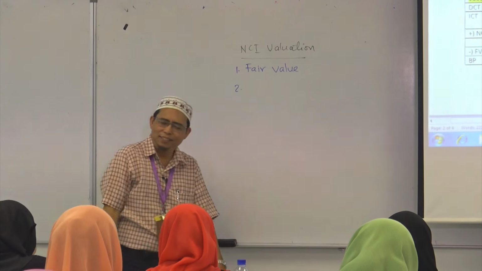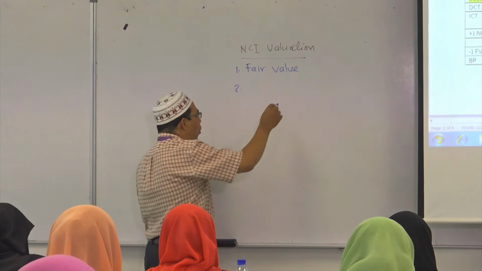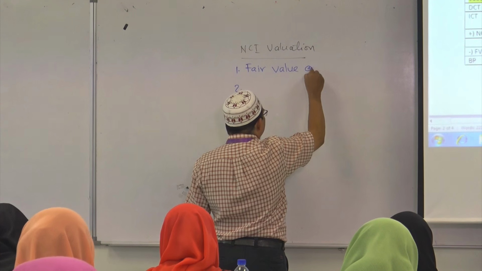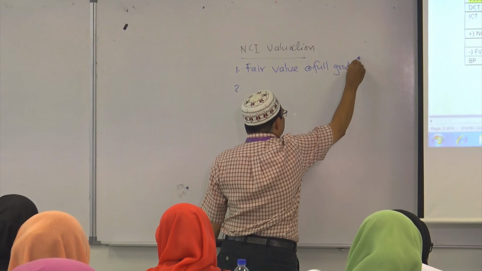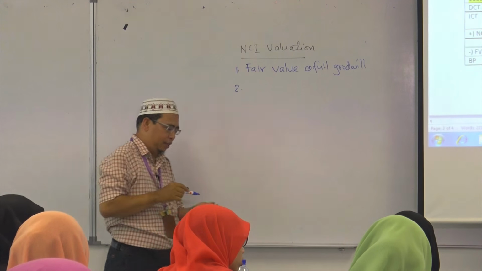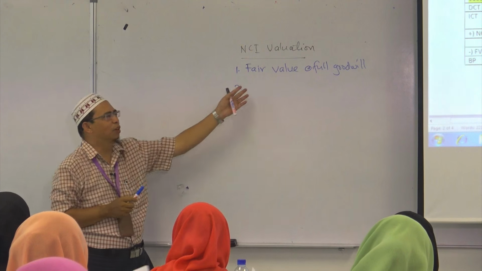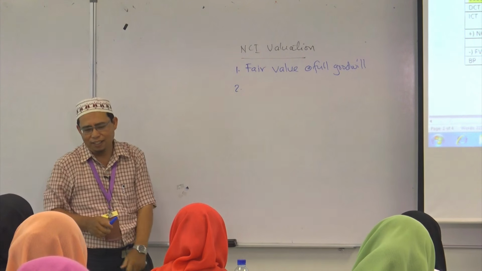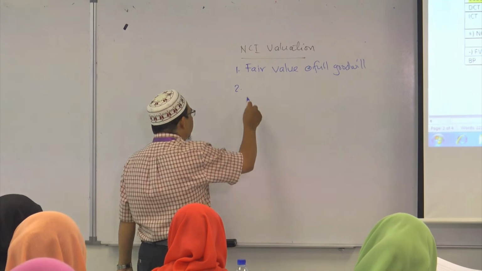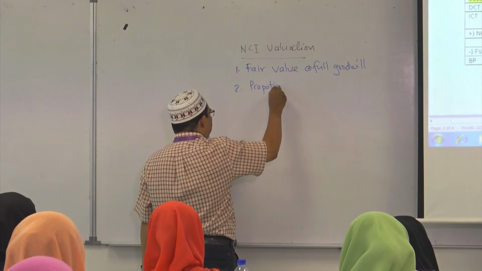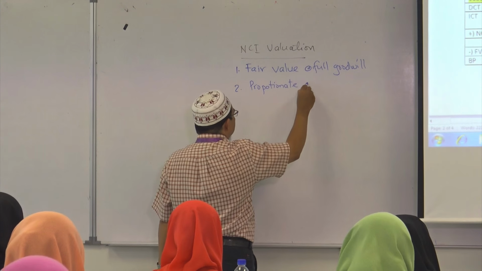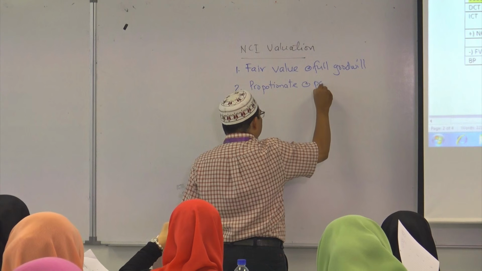Another one, fair value, or we call it full goodwill. Since this one is full, the other one will be partial, or we call it proportionate. Proportionate method, or we call it partial goodwill.